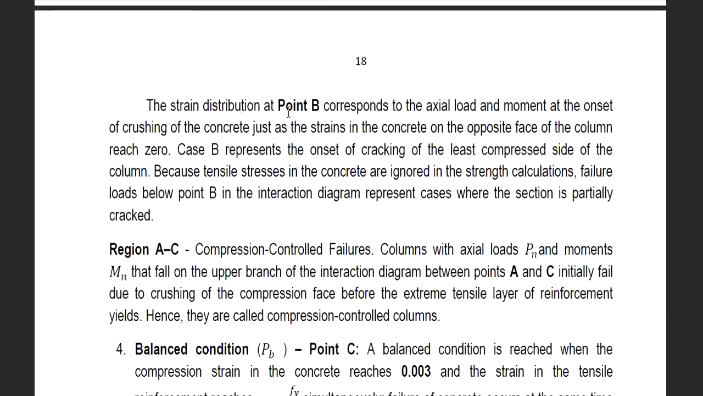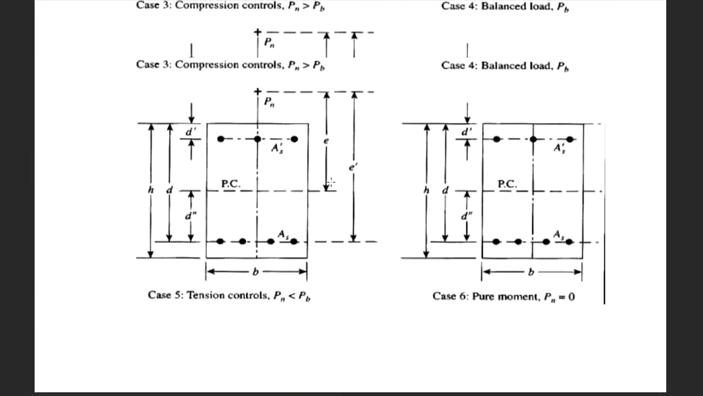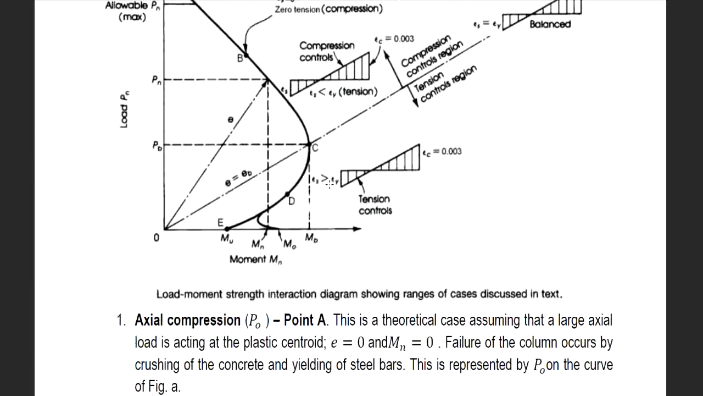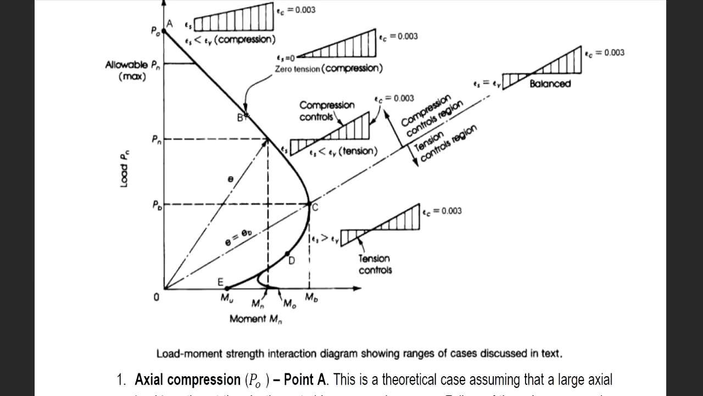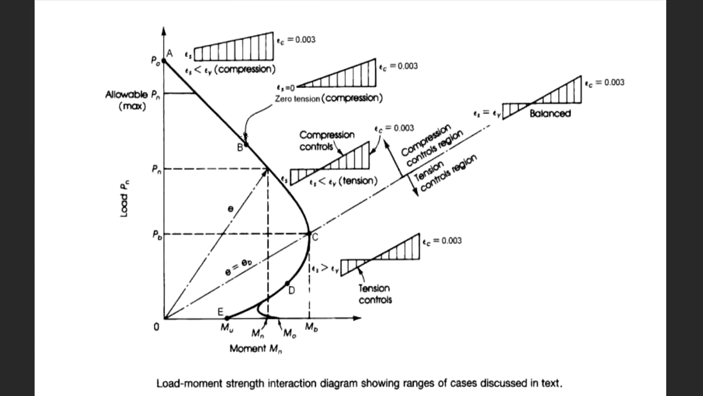the strain distribution at point B corresponding to axial load and movement at one set of crushing. The concrete is just as the strains in a concrete on the opposite faces of the column reaches 0. Case B represents the onset of cracking of least compressed side of column because tensile stresses in a concrete are ignored. So this is a same case. I will show you with the diagram. So till point B we are going to study.